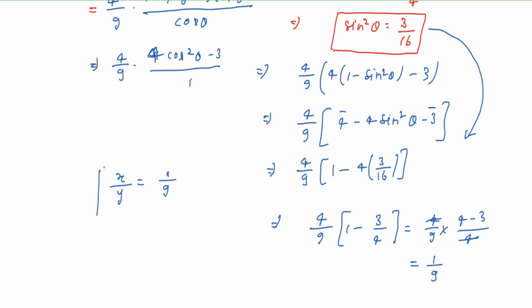So the ratio of x and y will be given as 1 is to 9, and this is the final answer of this question. Hope you enjoyed the solution and the manner in which we discussed it.